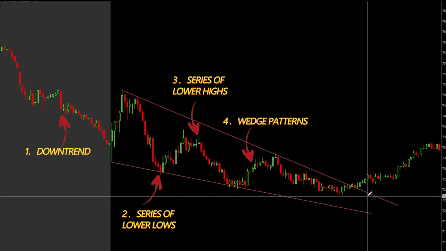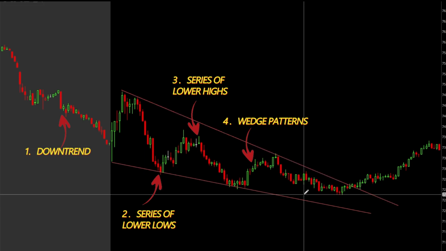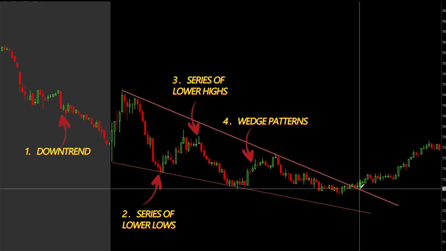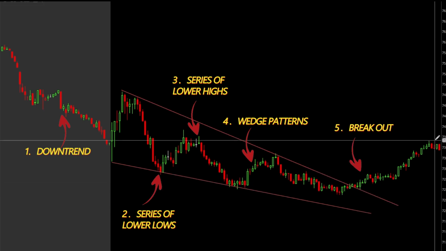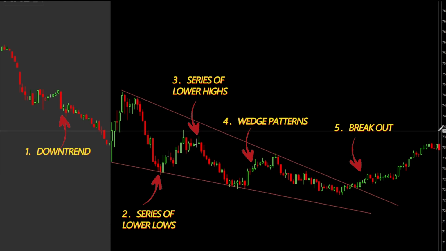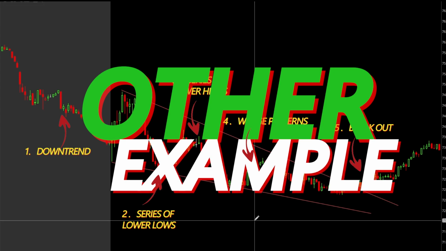All right, so now we can see that as price gets smaller and smaller here, the action gets smaller and smaller. Eventually the bulls take over as it breaks out of that trend line, and we get the move up for component number 5. All right, so let's go see if we can find another example in the charts.